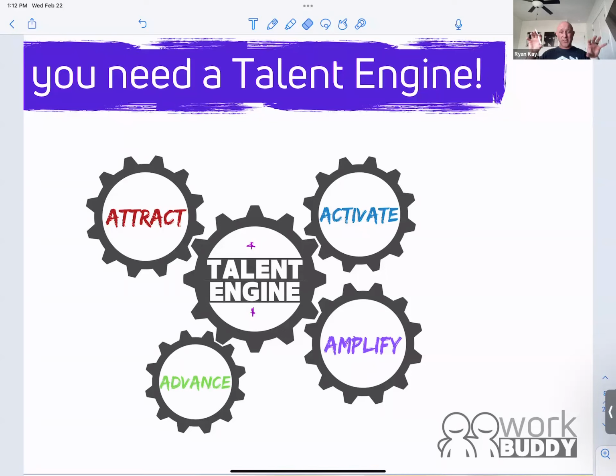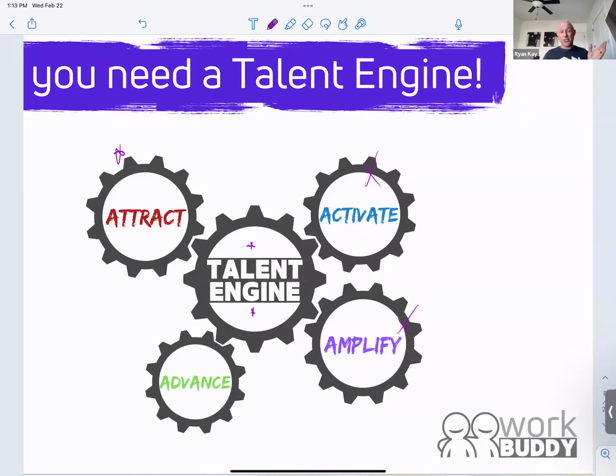They're kind of sub engines, these cogs. And if you want to have a powerful talent engine, if one of these isn't working, isn't pulling its weight, then the other one will have to level up to make up for it, or your engine will stall or slow down. So we have 4 main parts. Number 1 is attraction. Can I attract great quality people who want to work for me? That's normally where we start. It's where we invest most of our time and money and energy.